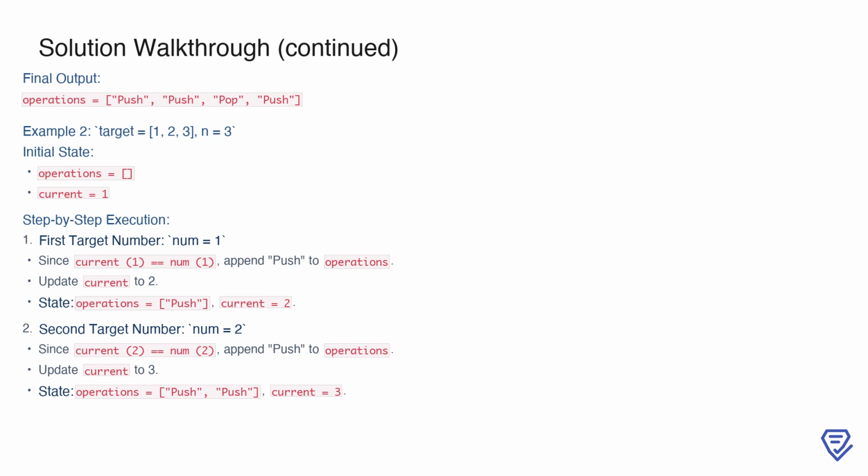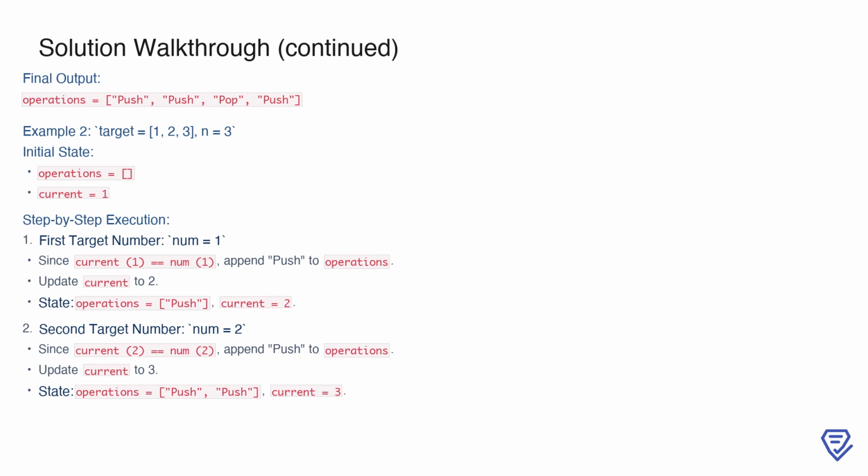Moving on to the second example, the target array is [1, 2, 3], and n is again 3. Starting with an empty operations list and current set to 1, we begin processing the first target number, which is 1. Since the current value equals the target value, we append push to the operations and update current to 2. For the second target number, 2, the same logic applies: current matches the target, so we append push and then increment current to 3.